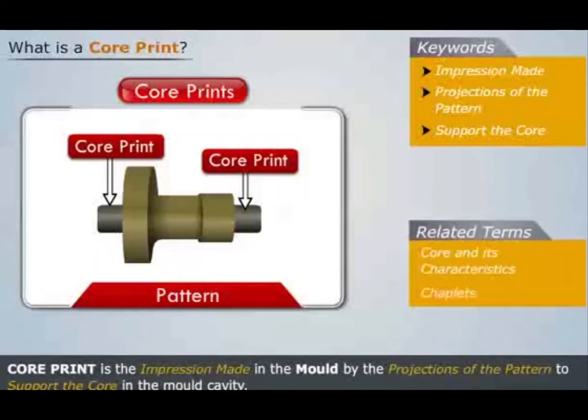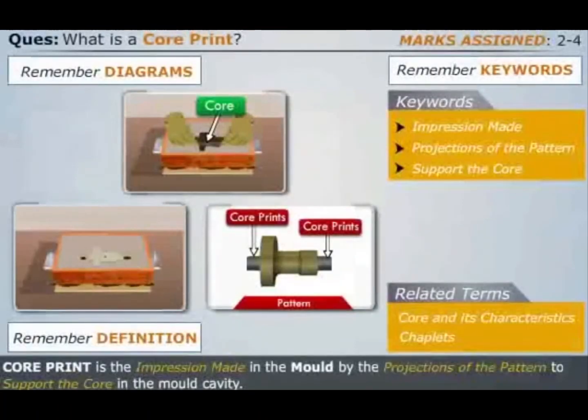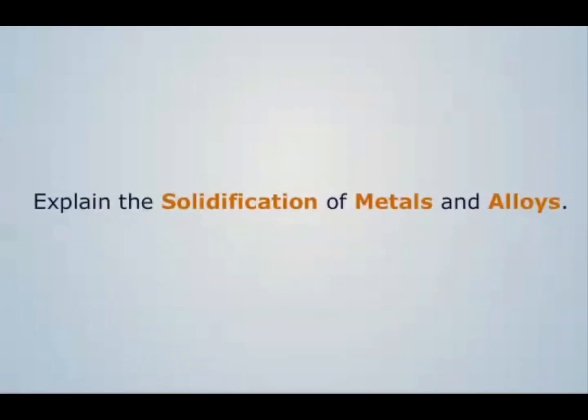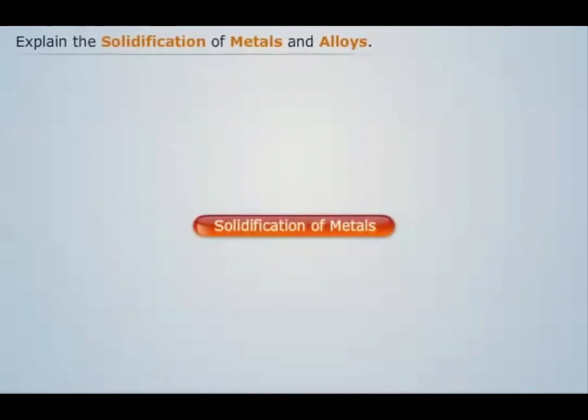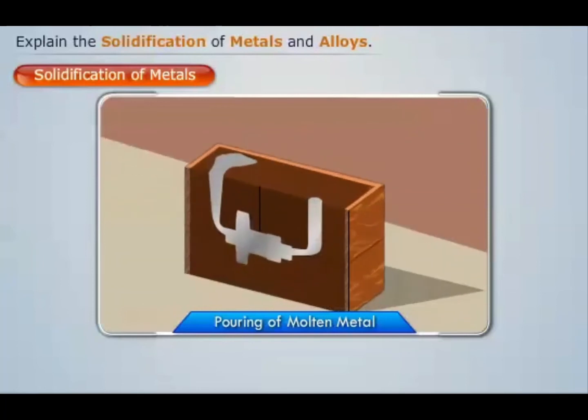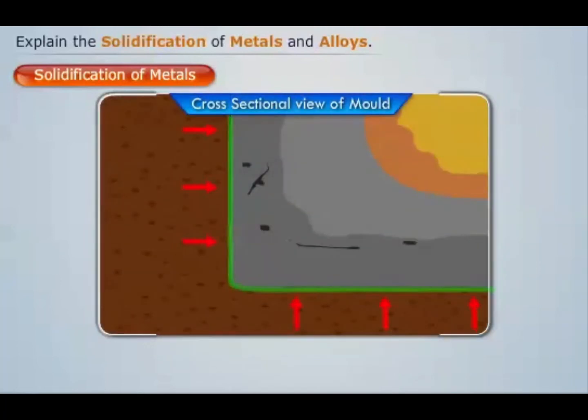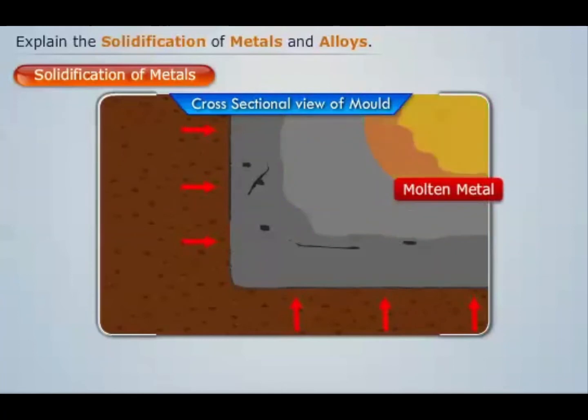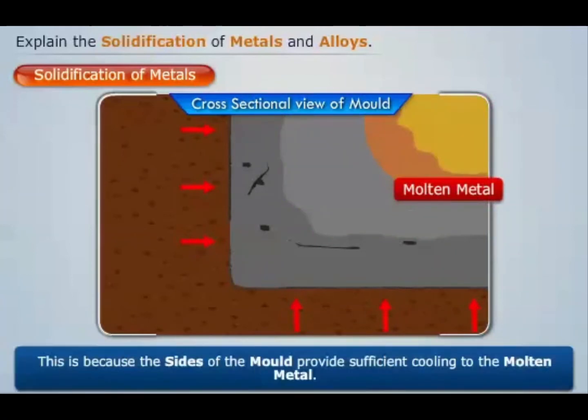Related terms are in the solidification of metals and alloys. First, let's discuss the solidification of metals. When we pour the molten metal in the mold cavity, we see that the solidification process starts from the sides of the cavity, then moves towards the center of cavity. This is because the sides of the mold provide sufficient cooling to the molten metal.